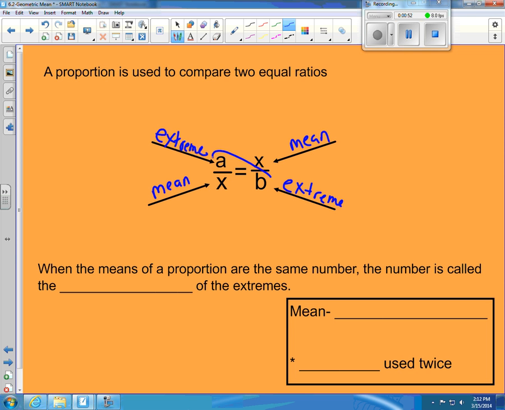Now, if I asked you guys to solve this for x, what should your thought be? Yeah, it should be cross multiply. So we get x times x, which gives us x squared, and then a times b. Well, if I wanted just x, not x squared, we'd have to get rid of that square, and the opposite of that is square root. So those will cancel, and I'm left with x equals the square root of a times b. When the means of a proportion are the same number, that number is called the geometric mean of the extremes.